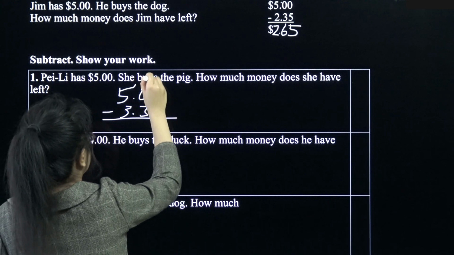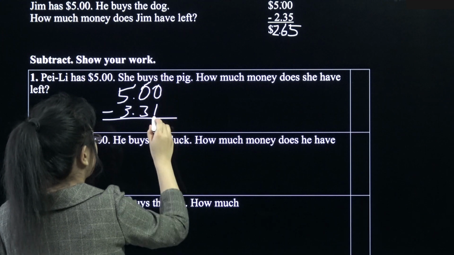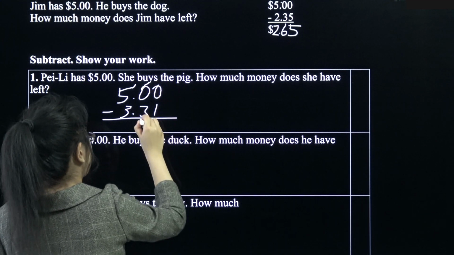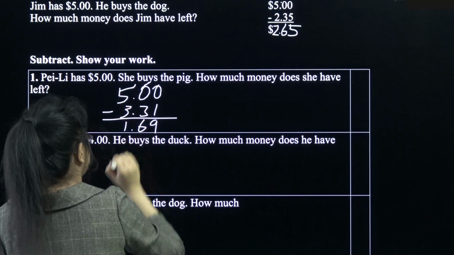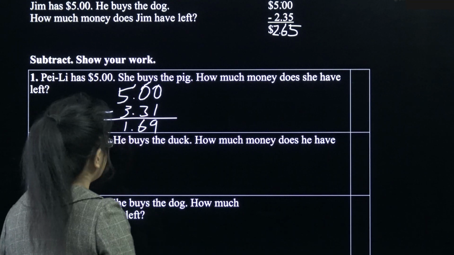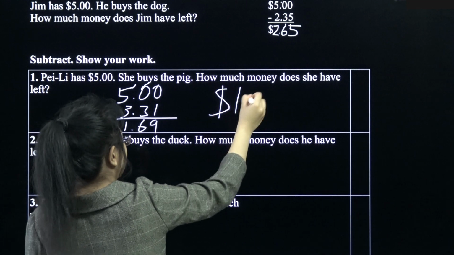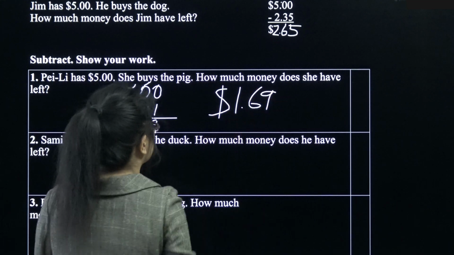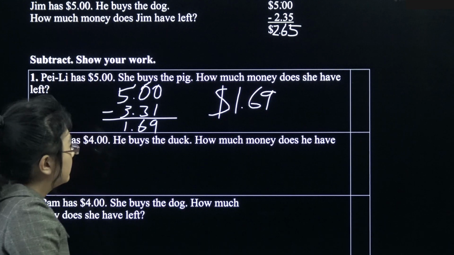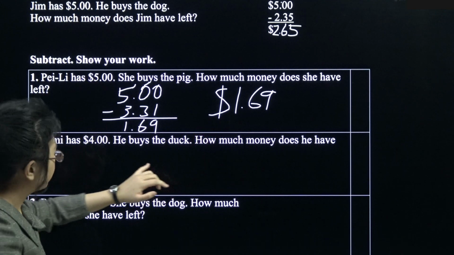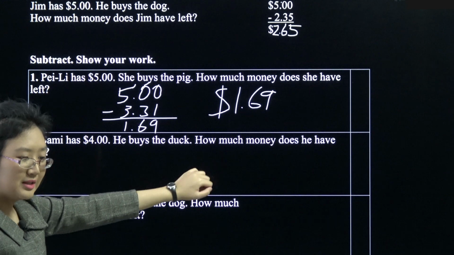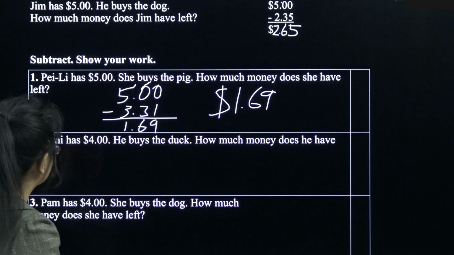Anyways, double regrouping. 10 minus 1 equals 9. 9 minus 3 equals 6. 4 minus 3 equals 1. She has $1.69 left. Remember to include the dollar sign in your conclusion or in your last statement.